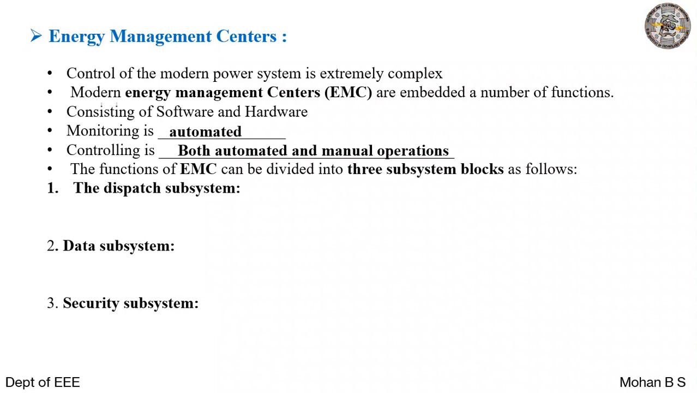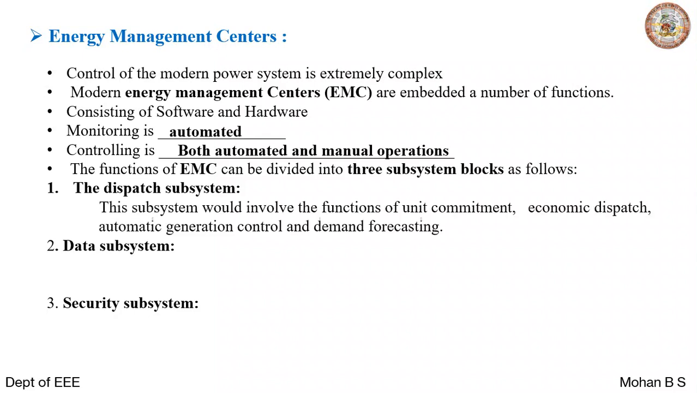The functions of EMCs are divided into 3 subsystem blocks: dispatch, data, and security subsystem. Dispatch, what it has to send out? These functions are monitored and controlled over unit commitment, economic dispatch, automatic generation control, and demand forecasting.